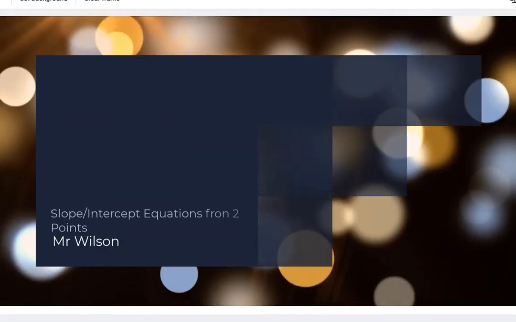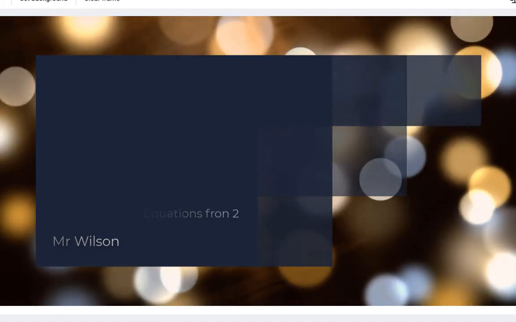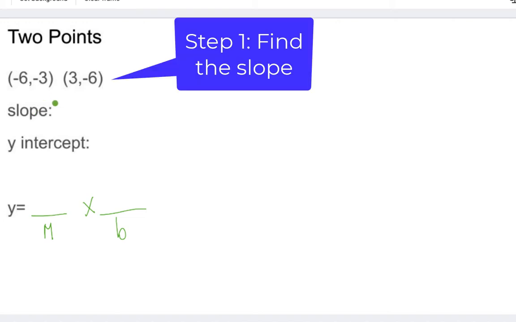Hey mathletes, so in this video we're going to look at writing slope-intercept equations from 2 points. So we don't know the slope, we don't know the y-intercept, but we know 2 points. So remember, the equation is going to be y equals something times x plus something. This is going to be our slope, that's going to be b, our y-intercept. So the first thing we need to find is our slope.